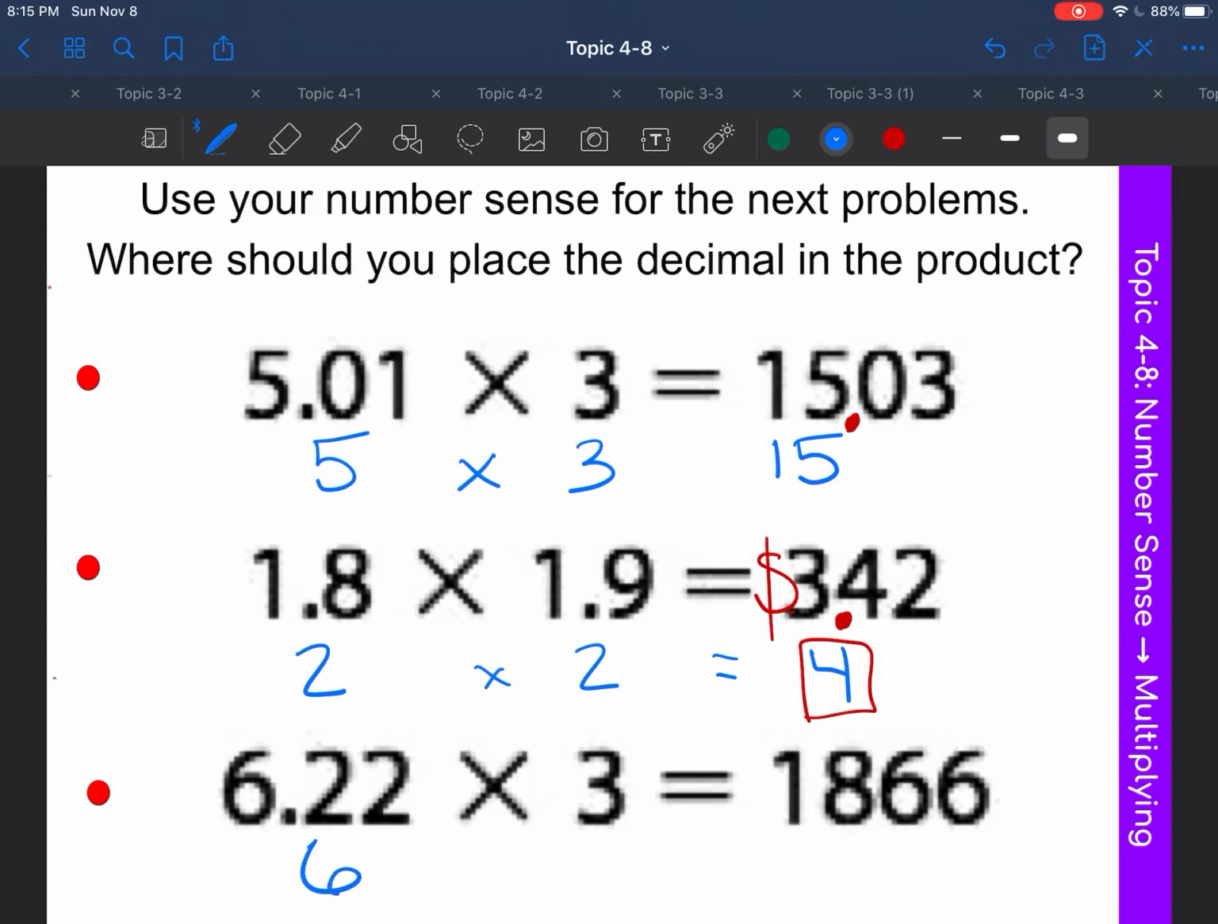And the last one, we have 6 and 22/100ths, which is close to 6. 3 again is just 3. So 6 times 3 is 18. So again, where should your decimal place go so that it looks very close to 18? Because it wouldn't be 1,866. Okay, so our decimal place would go between the 8 and the 6. So it's 18, which is our number that we're aiming for, and 66/100ths. Okay, which is very close to 18.